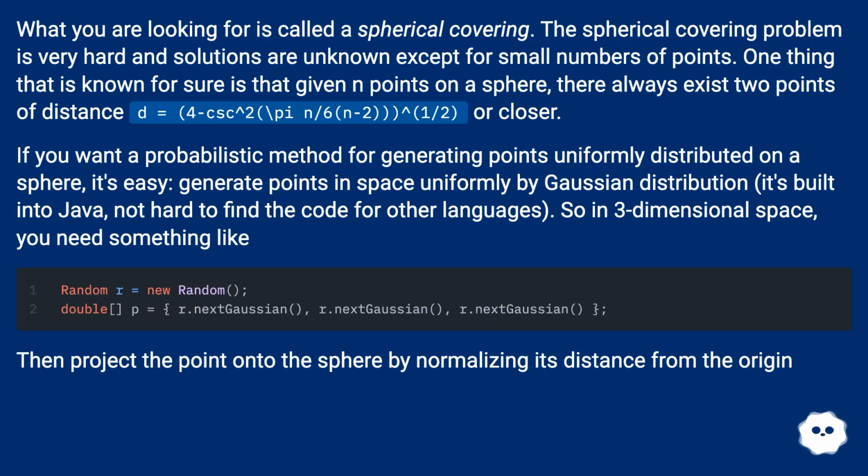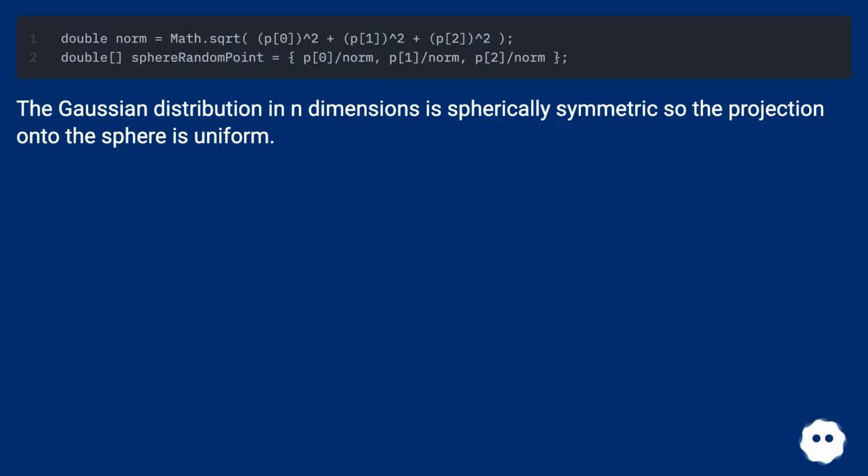If you want a probabilistic method for generating points uniformly distributed on a sphere, it's easy. Generate points in space uniformly by Gaussian distribution. It's built into Java. Not hard to find the code for other languages. So in 3-dimensional space, you need something like. Then project the point onto the sphere by normalizing its distance from the origin. The Gaussian distribution in n dimensions is spherically symmetric, so the projection onto the sphere is uniform.